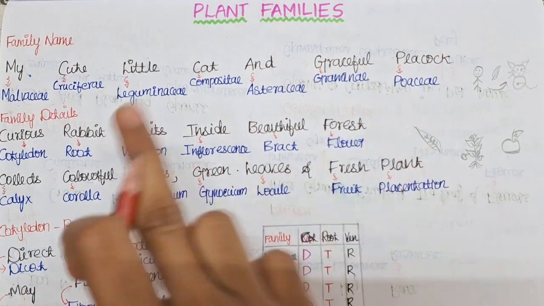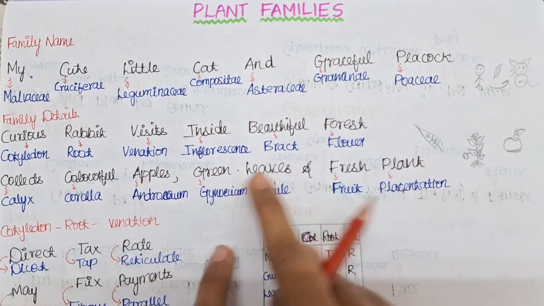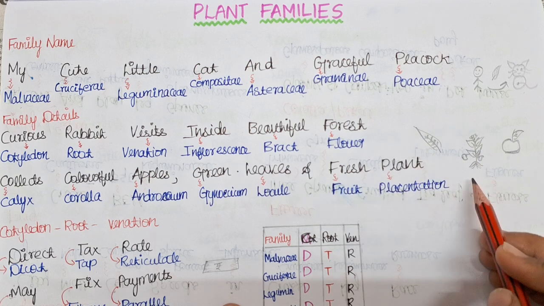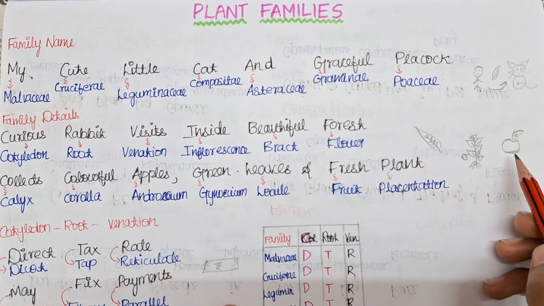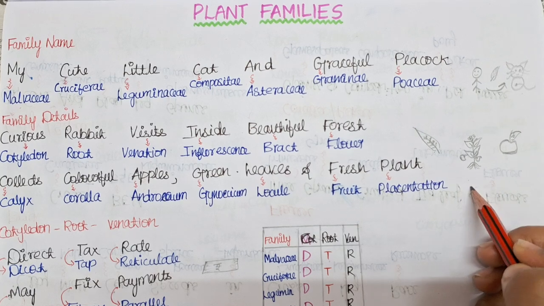Now what does it do? Once it visits inside the forest, it is collecting colorful apples, green leaves and a fresh plant as well. So as I always say, look at the diagram. What are the things it is collecting? Colorful apples, green leaves and a fresh plant as well.